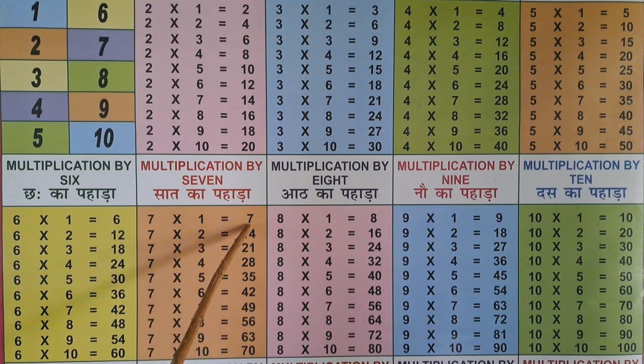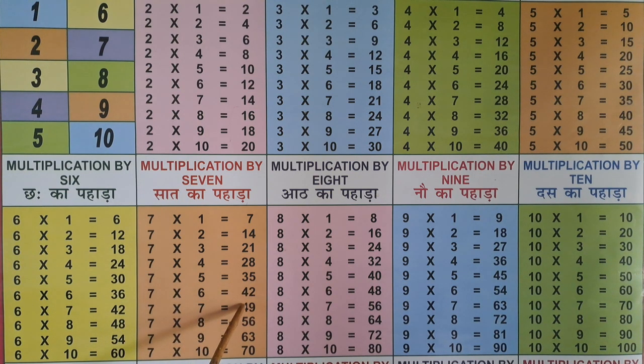Seven ones are 7. Seven twos are 14. Seven threes are 21. Seven fours are 28. Seven fives are 35.